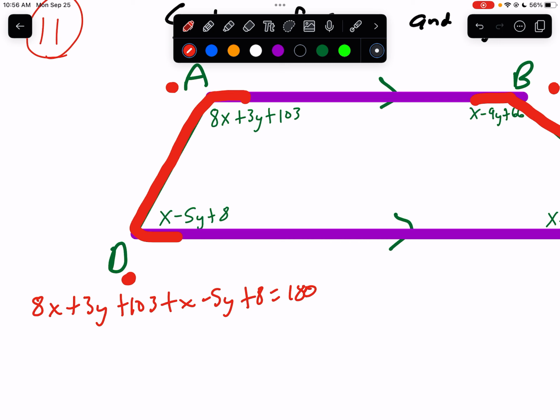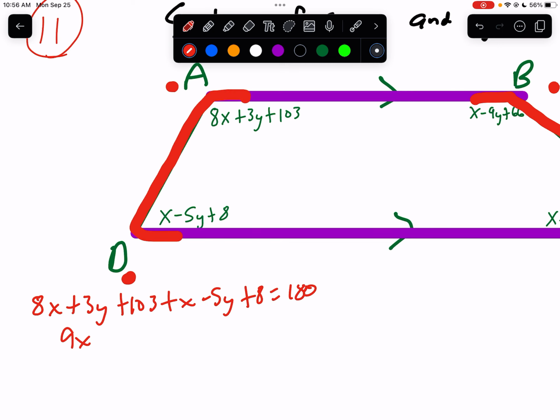You have 8x plus x, that's 9x. 3y and negative 5y is negative 2y. And then move 103 and 8 to the other side. We want it in the format of ax plus by equals c. That's the easiest format to work in for most people. So minus 111 would leave me with 69. So there's equation number 1.